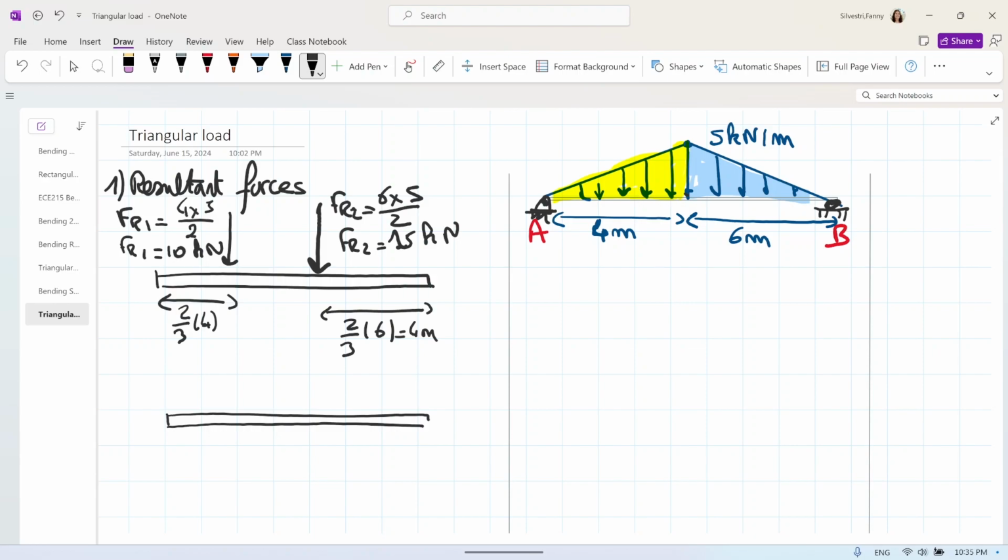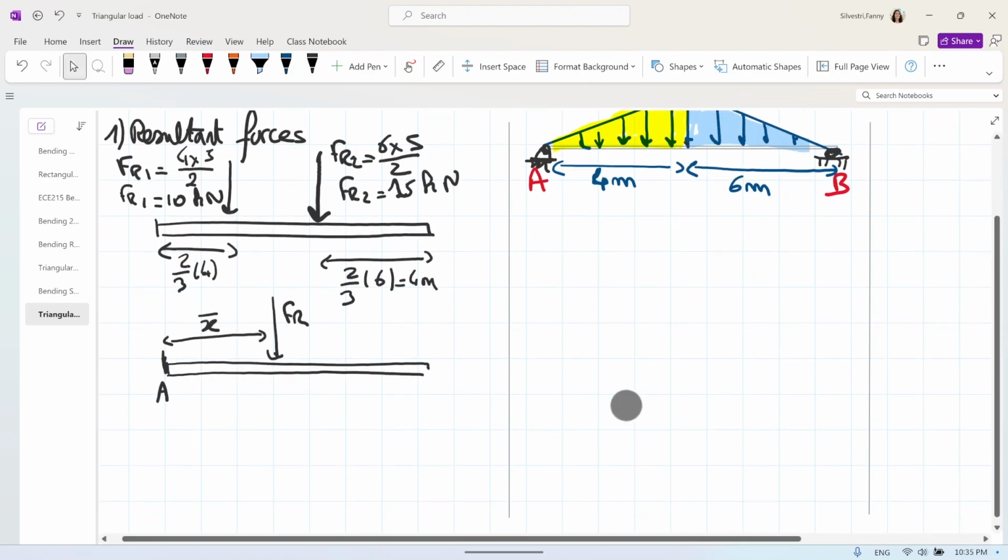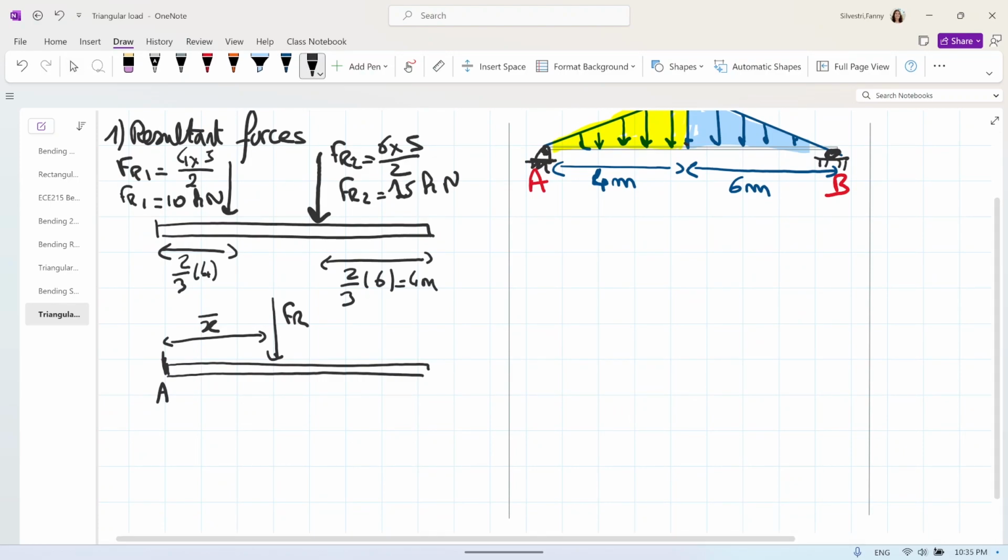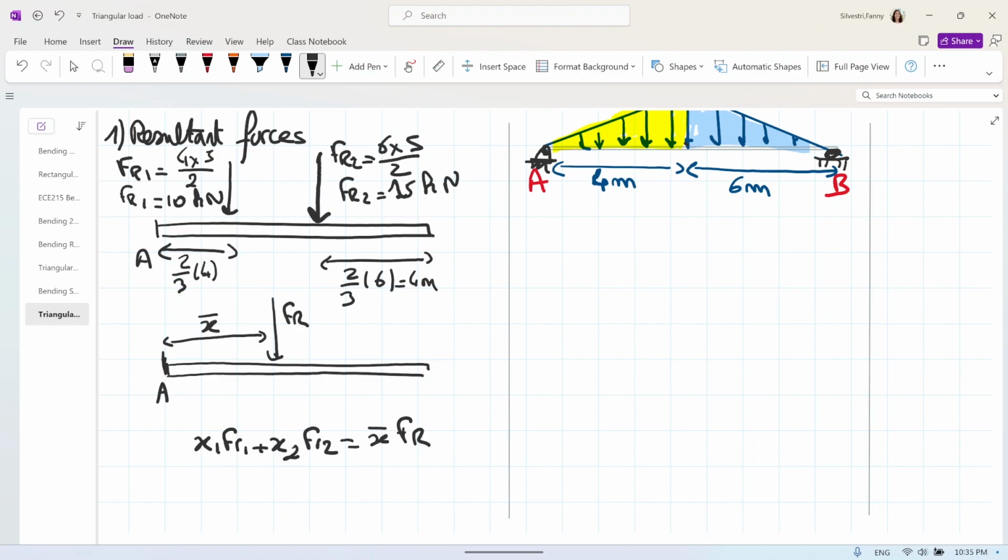So those two forces are equivalent to FR, okay, at a distance from A of X bar. Okay, so let's say that's the point A. So how do we find this X bar? And that's the question that you need to enter in your box. So let's find that one. We will do an equivalence of moment. So the moment about A of the first system with FR1 and FR2 is equal to the moment about A of FR. So we have X1 FR1 plus X2 FR2, that is equal to X bar FR.